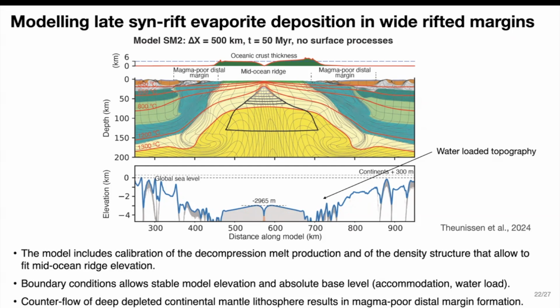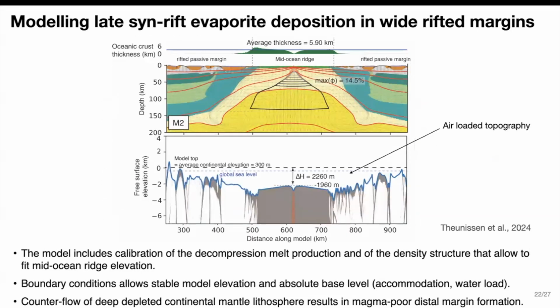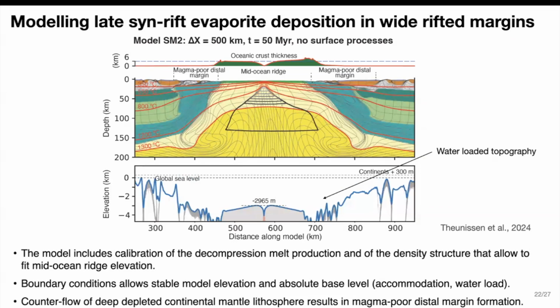If, for example, in this model, I remove the water load, which is maybe the case, as I said before, then you obtain exactly the same structures or similar, but the difference in elevation is now 2,200 meters compared to the previous case, which was 3,300 meters, which is basically what we observe nowadays on the mid-ocean ridge elevation.